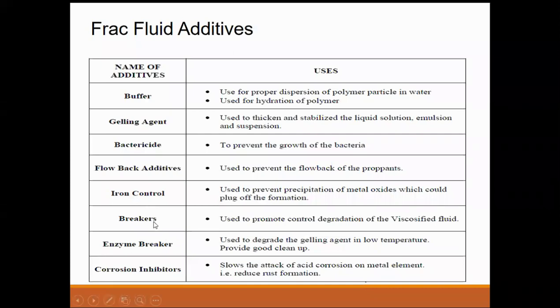There are breakers, as I discussed. There are two types of breakers: oxidative and enzyme breakers. The concentration in which you'll be mixing these chemicals is called a fluid recipe. This recipe is to be identified and finalized before pumping the frac jobs, so that you can mix the chemicals on the fly while pumping your frac job.